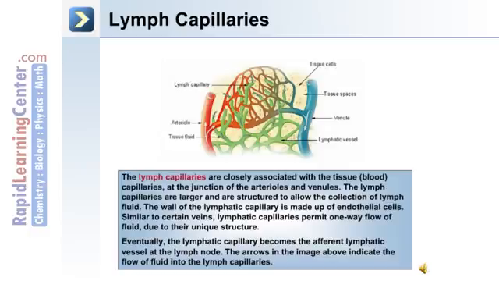The wall of the lymphatic capillary is made up of endothelial cells, and similar to certain veins, capillaries in the lymphatic system permit one-way flow of fluid due to their unique structure, which acts like a valve. Eventually, the lymphatic capillary becomes the afferent lymphatic vessel at the lymph node. The arrows in this image indicate the flow of fluid into the lymph capillaries from the tissue space.